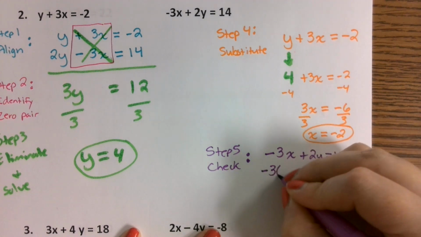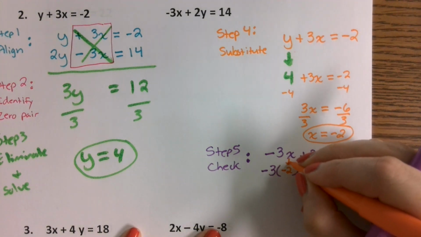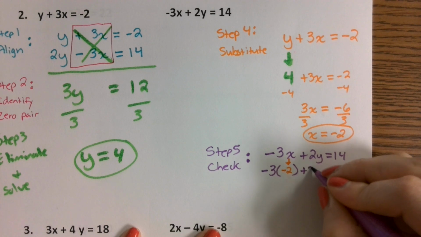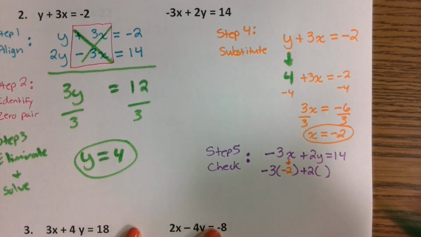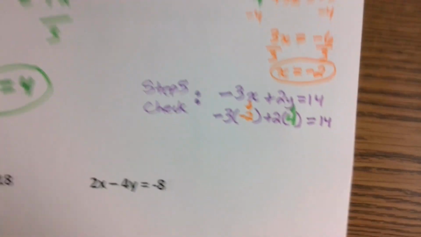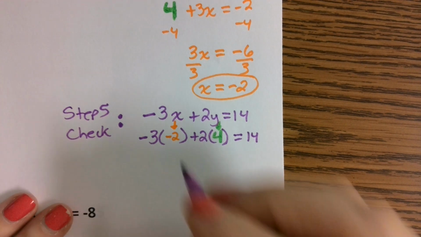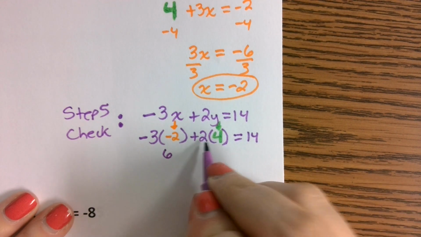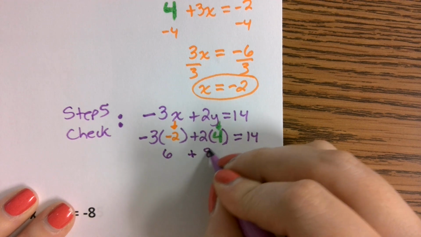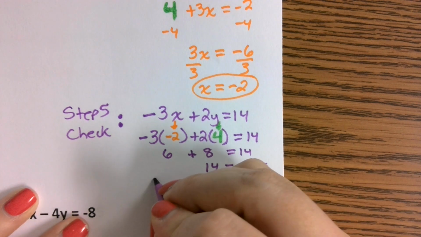That now becomes negative 3 times negative 2, because that's my x value, plus 2 times a positive 4, because that was my y value. So I'm replacing that with the y. And it's supposed to be set equal to 14. Okay, and I'll zoom in so you guys can see that a little bit easier. Negative 3 times negative 2 comes out to a positive 6. 2 times 4 comes out to a positive 8. And when I add those together, I do get 14. So then I have a solution.